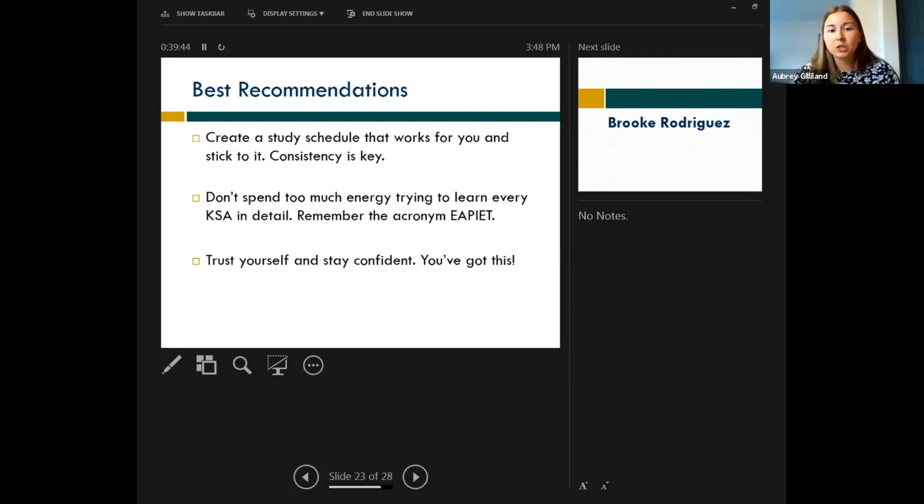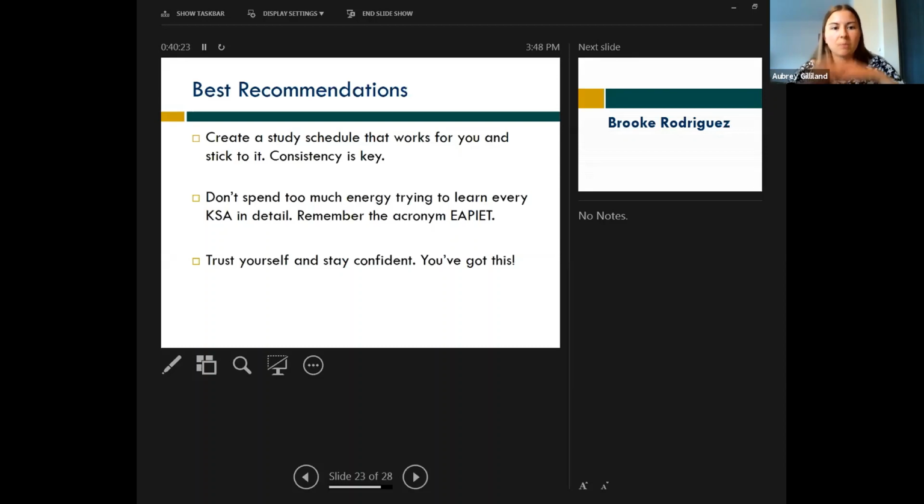Don't spend too much energy trying to learn every KSA, or knowledge, skills, and abilities, in detail. So for me, there's one section of the exam that includes medication. And I remember I spent so much time trying to learn every single medication and what each medication was for, which diagnosis it was for, and what it treated and the side effects. And I realized, I'm spending way too much energy on this topic that was only going to have maybe one or two questions on the exam. So be mindful of that.